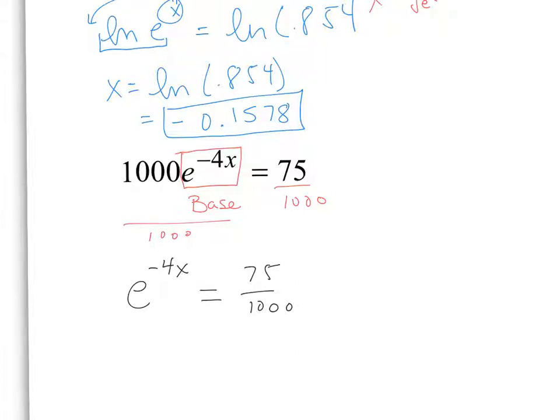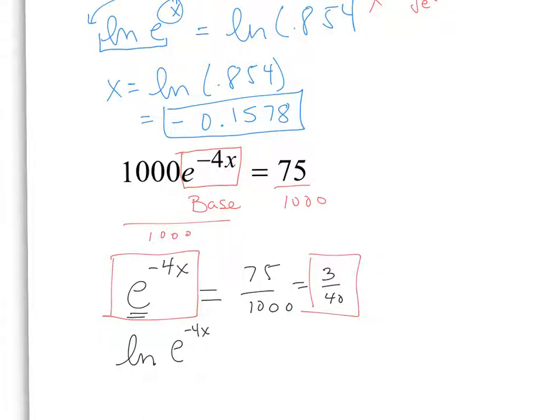75 over 1,000 is the same thing as saying I have 3 over 40. All right, so at this point, I'm going to use that same idea of taking the log of both sides. And again, I can do that because I have one piece equal to the other piece. When I have that, I can say I have the natural log, and I'm using natural log because my base is e, of e^(-4x) is equal to the natural log of 3 over 40.